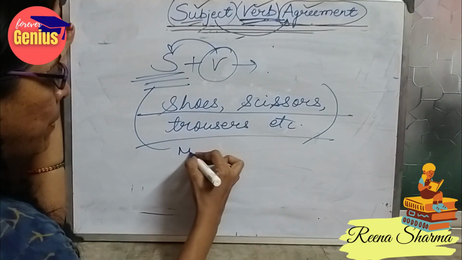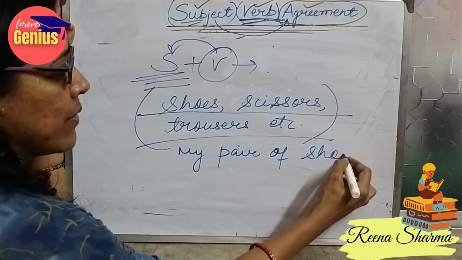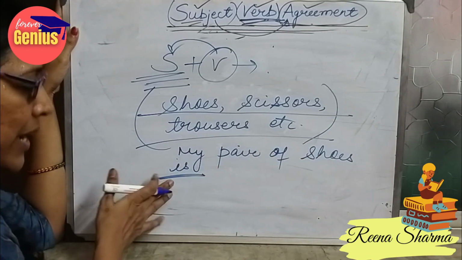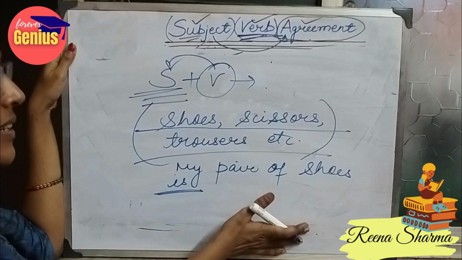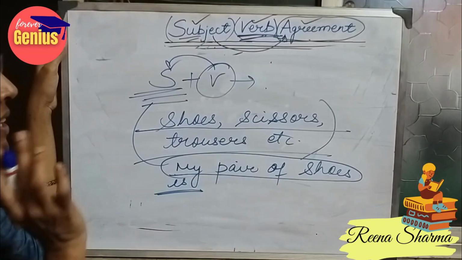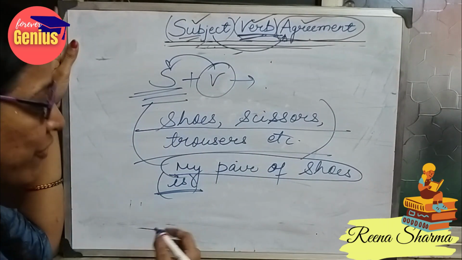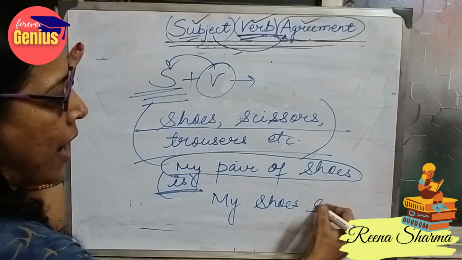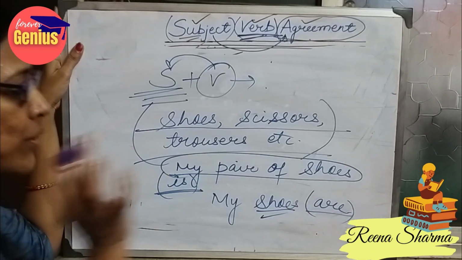I am using my pair of shoes. Then here I will be using is. My pair of shoes is missing, or whatever verb or adjective I can add here. But my pair of shoes means I will consider it as one. So singular form of verb will be there. But if I say my shoes, then I will use the word are after this. So the verb will be plural when I use shoes.